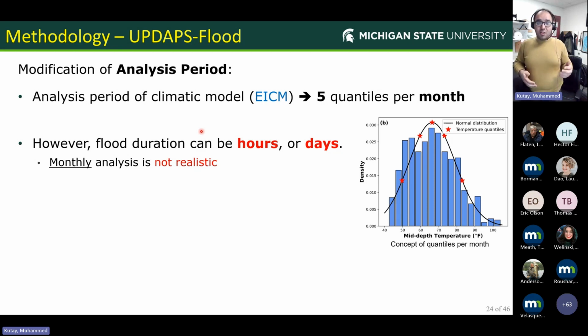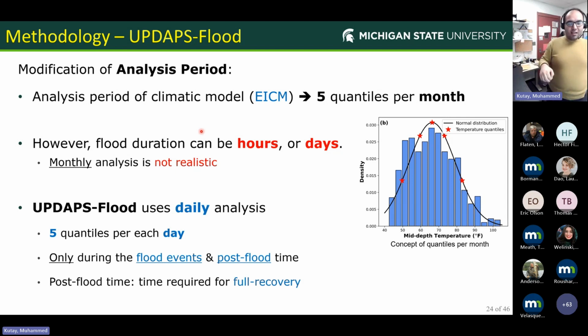But flood durations can be hours and days, so the monthly analysis is not very realistic. That's why we use the daily analysis for only the months during the flood events and the post-flood events. Whenever you have a flood event, we change from the monthly analysis to the daily analysis to increase the resolution of the model. And then it keeps doing the daily analysis during the post-flood time up to full recovery as well. This is one of the main changes we make for the UPDAPS-Flood model.